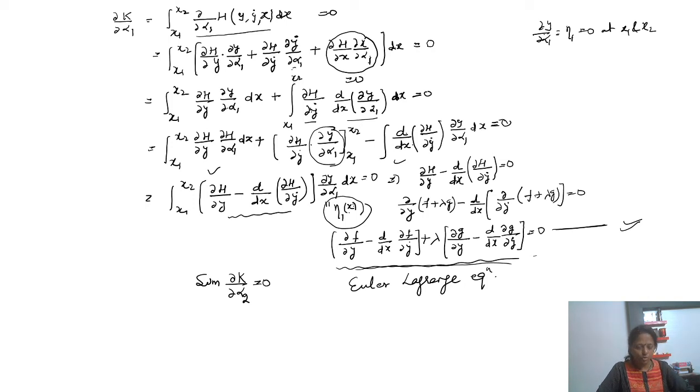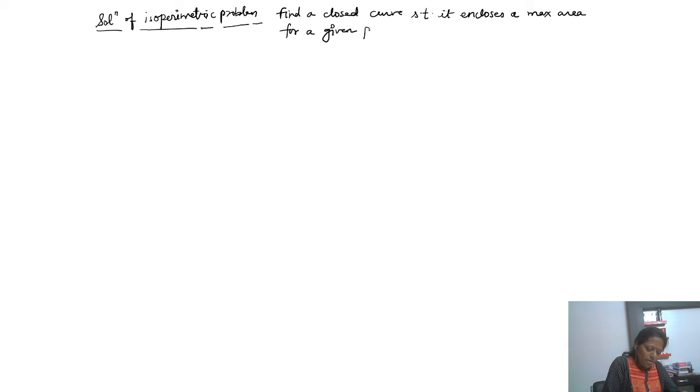So now we come to the solution of the isoperimetric problem. The problem is to find a closed curve such that it encloses a maximum area for a given perimeter. So whatever you have to extremize is area, and the condition is on perimeter.